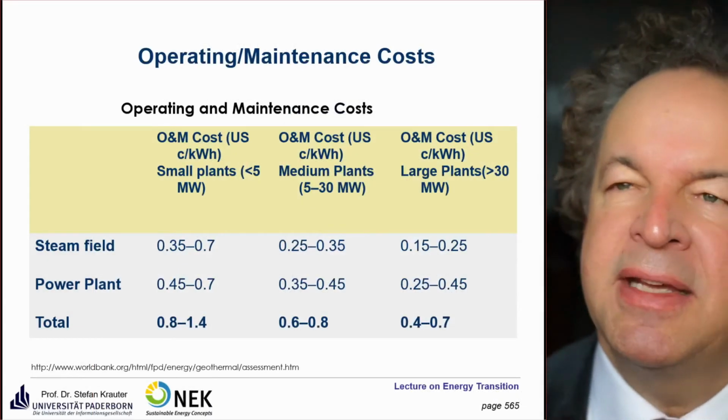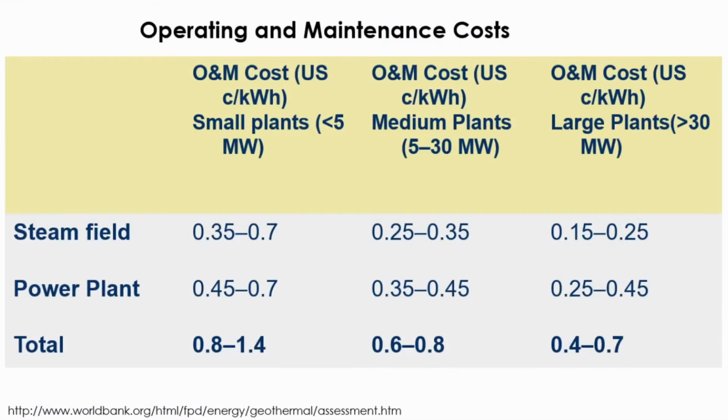Operation and maintenance costs. For the steam fields, you have costs per kilowatt hour in the vicinity of 0.35 to 0.7 US cents per kilowatt hour for small plants. For larger plants, this is less than half, so it's only 0.15 to 0.25 cents per kilowatt hour. For the power plant also you have a reduction if you go to larger plants.